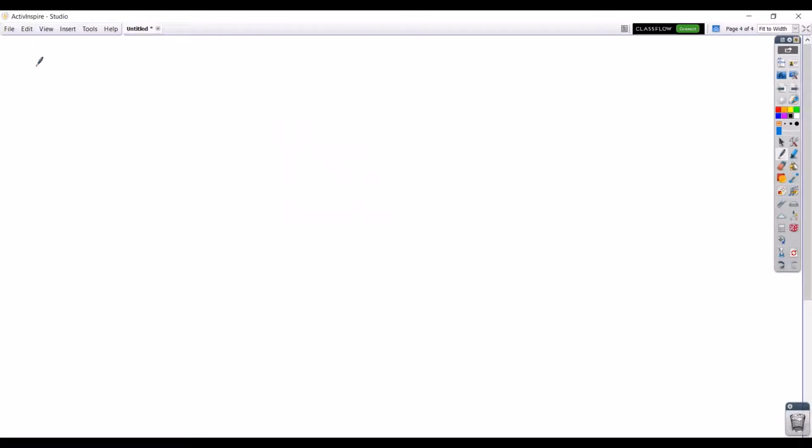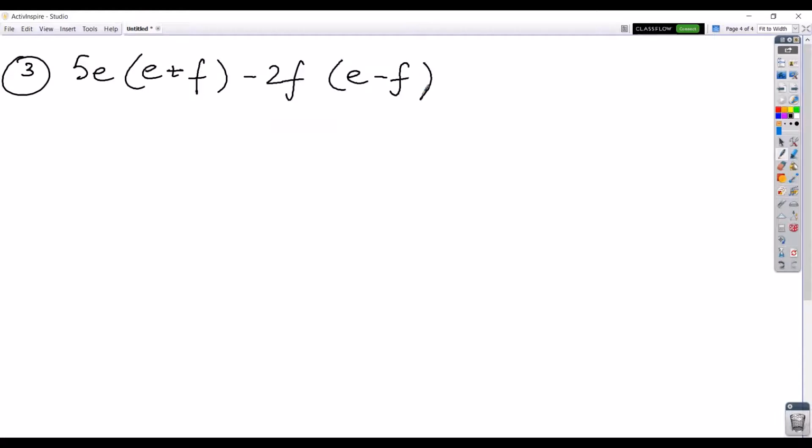So the third example is 5e, with e plus f inside the bracket, then minus 2f outside the bracket with e minus f inside the bracket. We'll be following the same thing: whatever you have outside the bracket, to expand the bracket, you multiply it with the terms inside the bracket. To begin with the first bracket, we have 5e outside the bracket. You're going to multiply them together.